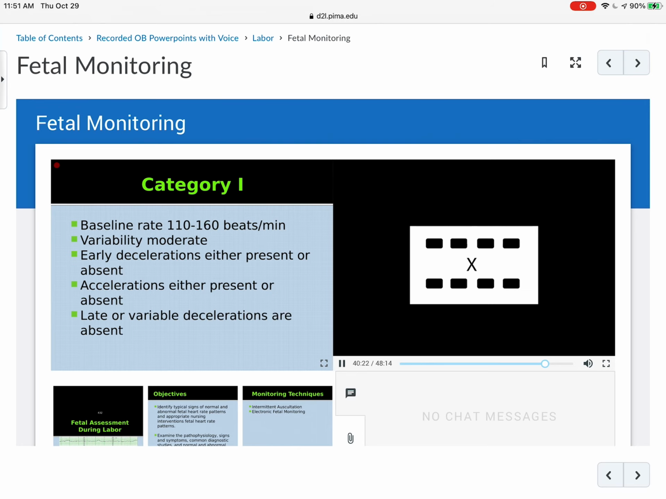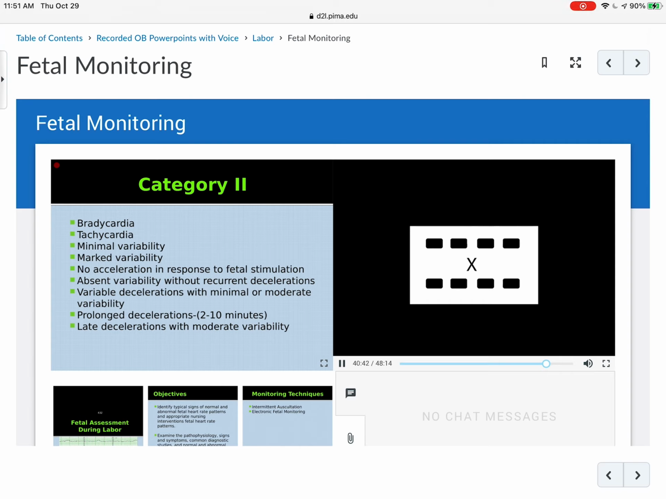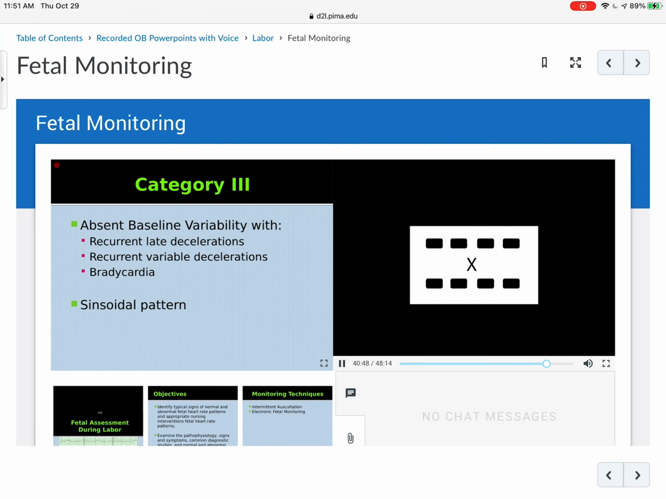Now, I was looking for an easy way to remember things. Category 1 is just a happy baby. You've got a normal fetal heart rate, moderate variability. Early decelerations are either there or not. Accelerations are either there or not, because sometimes the baby's sleeping, and there are no late or variable decelerations present. We already know that. Category 2 seems a little lengthy for me, but if I looked at category 3, that defines what's really bad: absent baseline variability with recurrent lates and recurrent variables, bradycardia, and then that weird sinusoidal pattern. Well, that's easy. So everything else is the yellow light and in between.